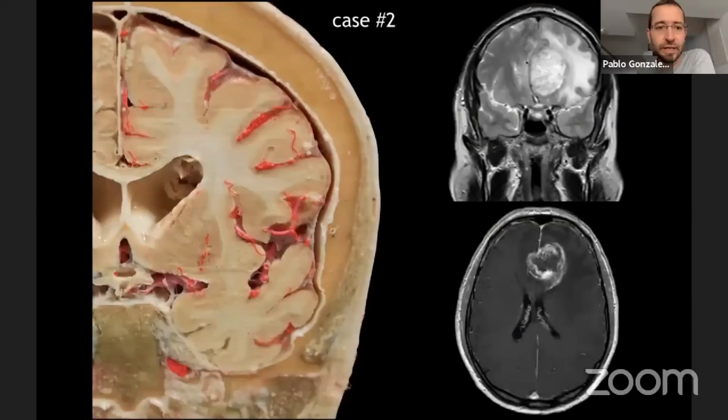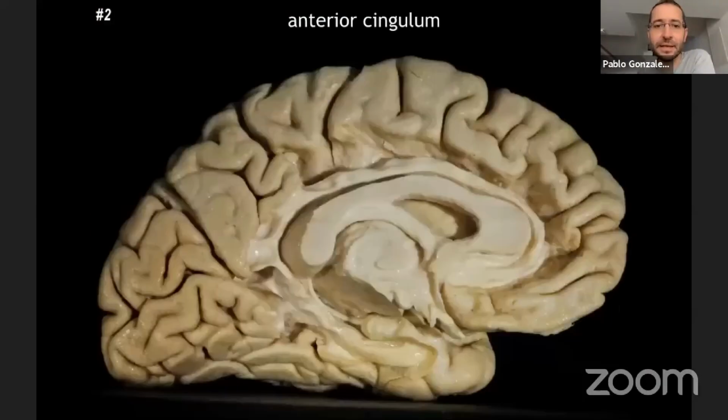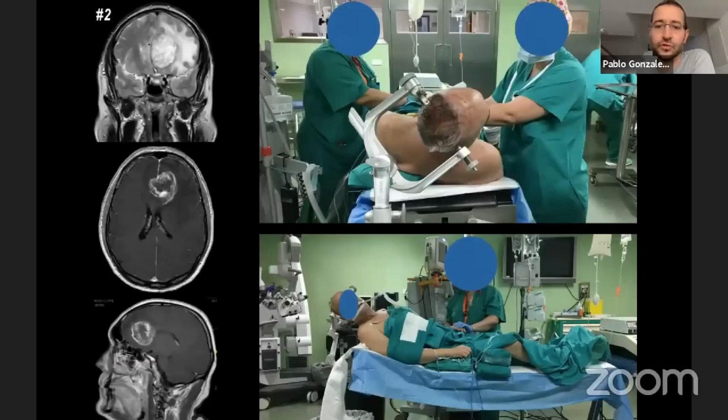Let's go to this second case. This is a GBM in a 53-year-old male who had some personality disturbances. This tumor is mainly situated in the anterior cingulum. This is why it is growing like this, because the cingulate fibers wrap around the genu of the corpus callosum. Again, this is what we use in these cases: supine position with the head slightly rotated.